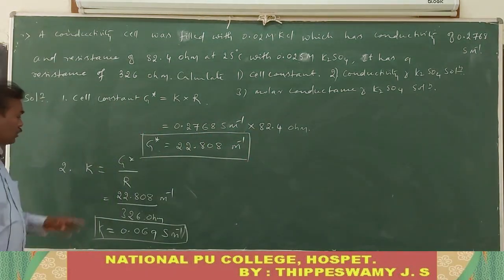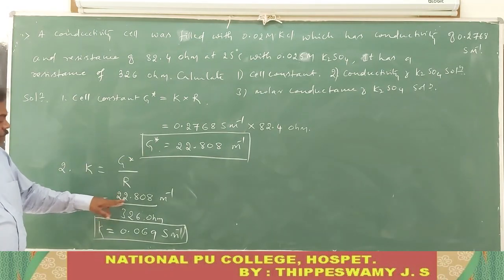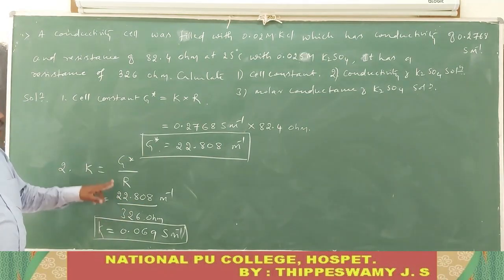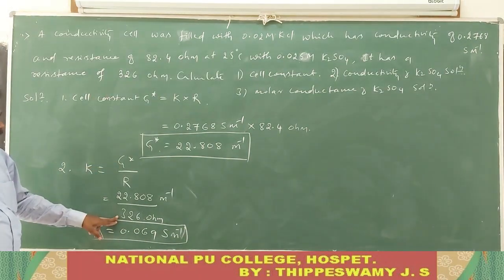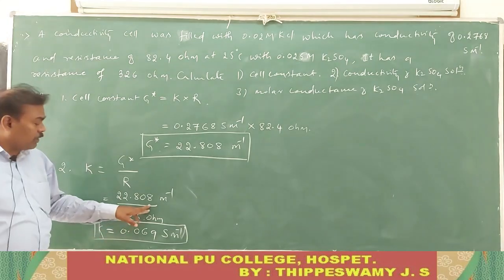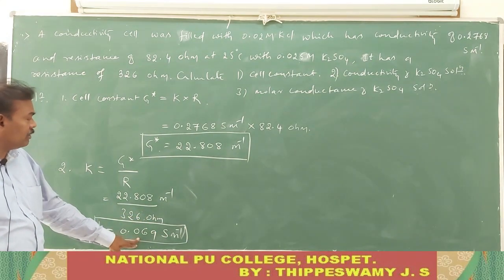What about the second question? K is equal to G star by R. G star you got in the first step, so 22.808 per meter divided by the resistance of the potassium sulfate solution, which is 326 ohm. This per ohm can be written as Siemens, so Siemens per meter, and the answer will be 0.069.